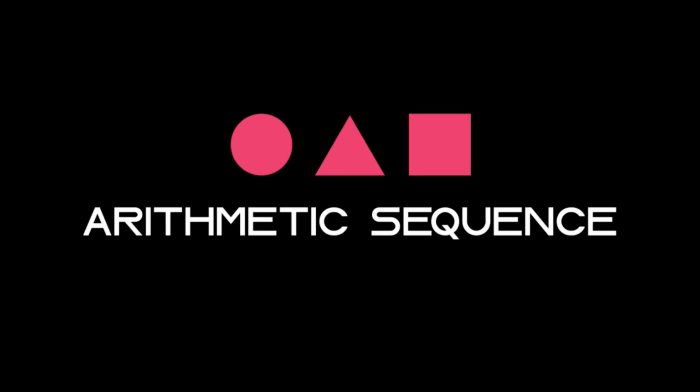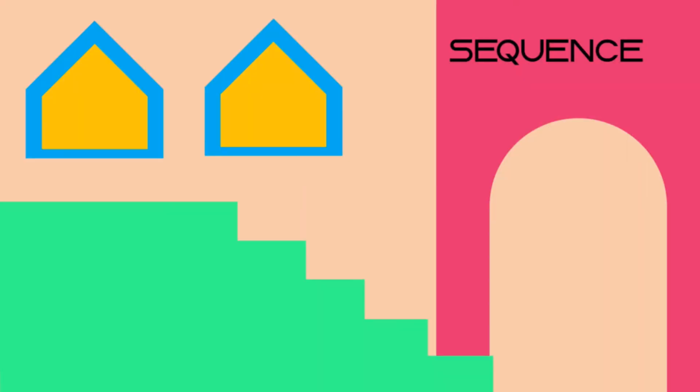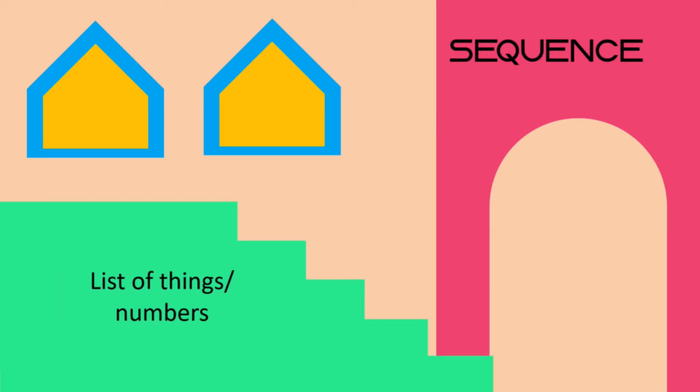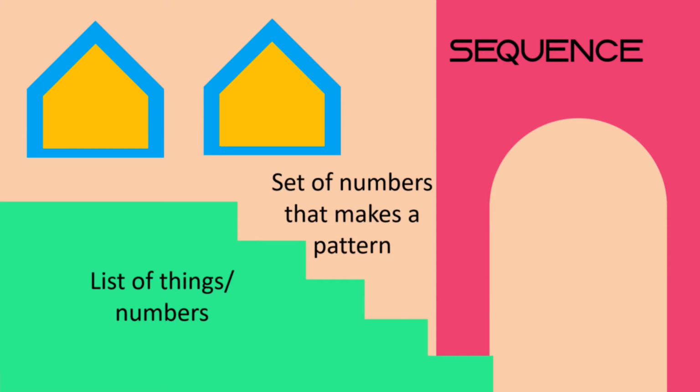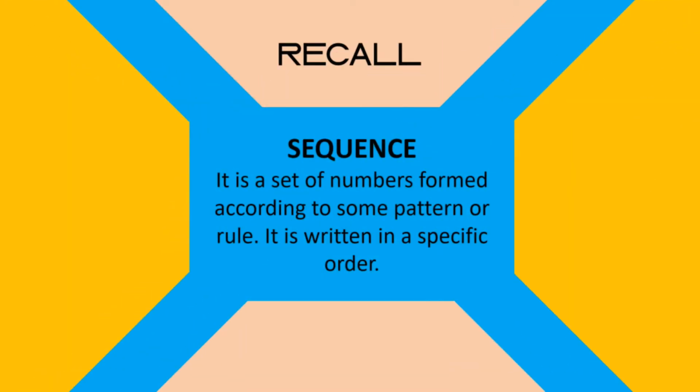Before we start, let's have a short recall. When you hear the word sequence, what comes to your mind? Okay, that is correct. Sequence is a list of things and numbers, a set of numbers that makes a pattern, and a collection of objects. By its definition, a sequence is a set of numbers formed according to some pattern or rule. It is written in a specific order.